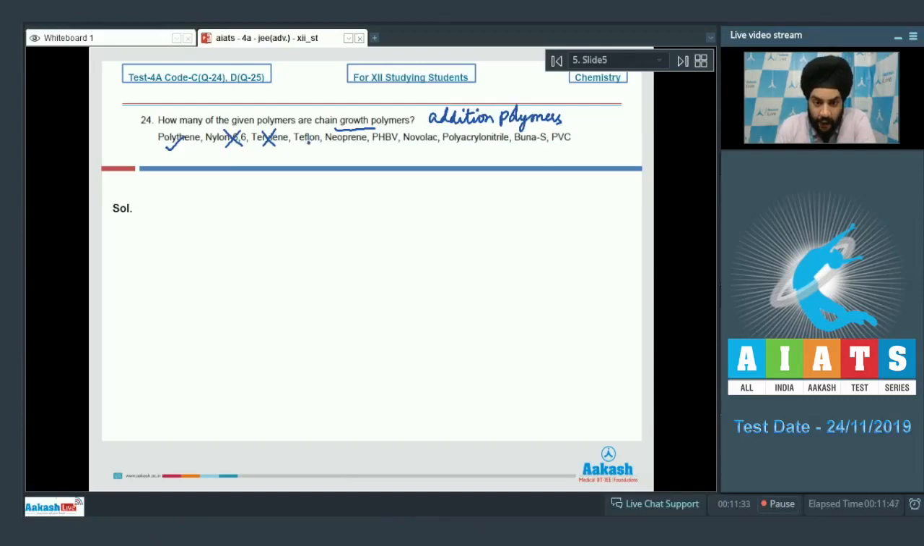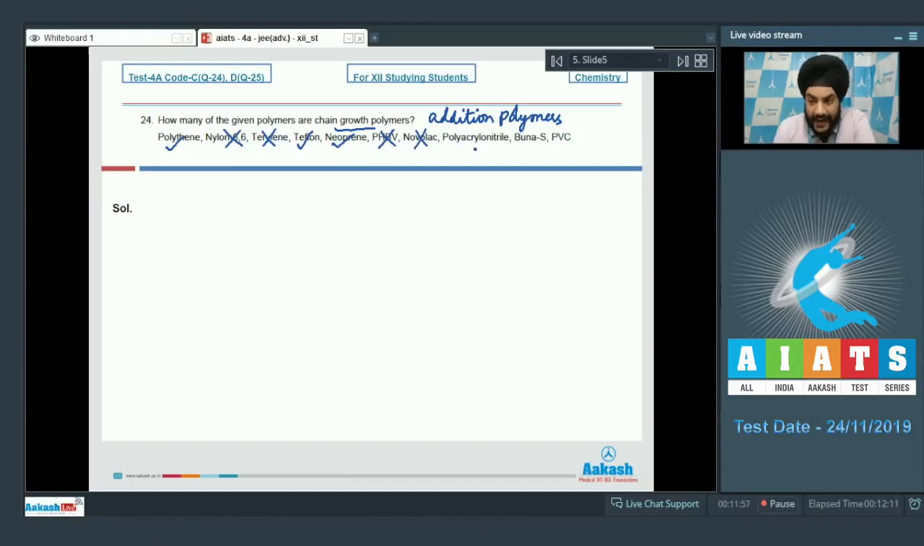We have Teflon. Teflon is polytetrafluoroethene. So this is also an addition polymer. We have neoprene. Neoprene is polyisoprene. So polyisoprene is also a chain growth polymer. We have PHBV, which is again an ester, so it has to be a condensation polymer. We have Novolac. Novolac is also a condensation polymer.